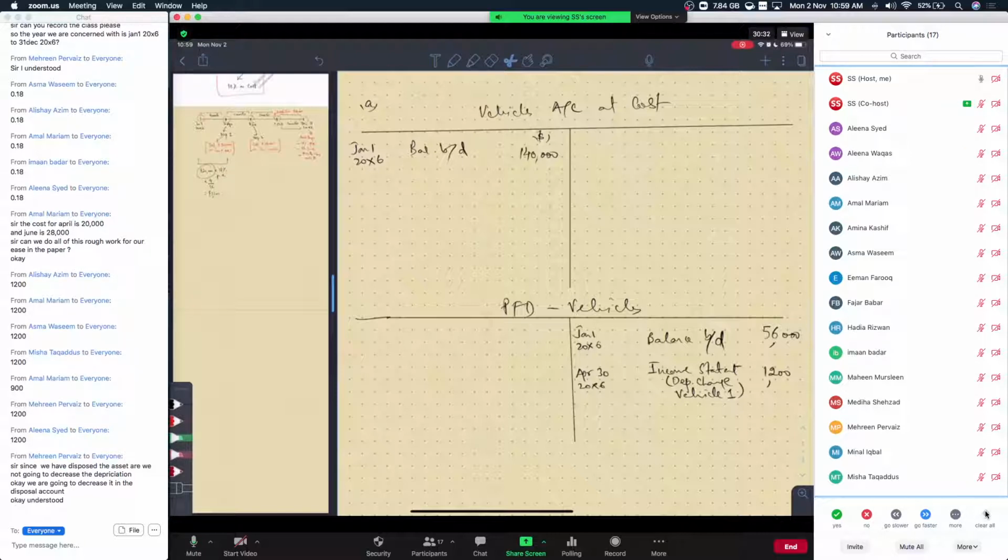Good. Now, as Mehreen has mentioned in the text box, now we are going to transfer the depreciation charges from these accounts. So we need to make subtractions or deletions. So that means this over here, we will have an entry, a transfer entry, transfer to disposal. And in this case, this will be depreciation, the total accumulated depreciation on disposed of vehicle.